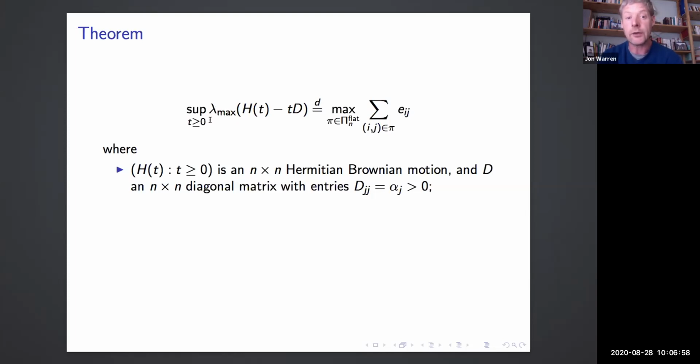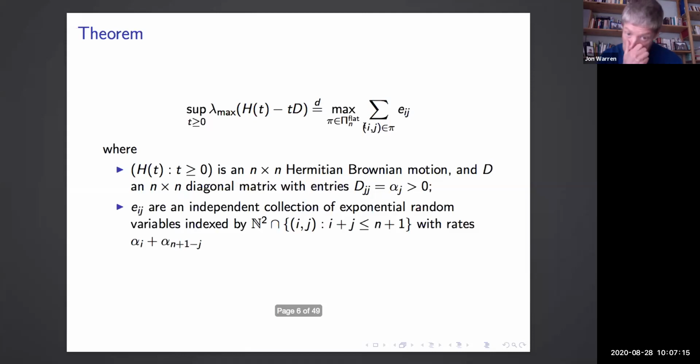And so then you can look at that largest eigenvalue, and as I'll show in a second, it drifts off to minus infinity because the alphas are positive here, and therefore there is an all-time maximum. And it's equal in distribution to this object constructed on the right-hand side, where, as I mentioned, the EIJs are exponential random variables indexed by points in the integer lattice. And they have rates which depend on the same alphas as we're using in the diagonal matrix. And I wouldn't bother too much about the exact form of those. They'll be familiar to many of you, and if they're not, don't worry about it.